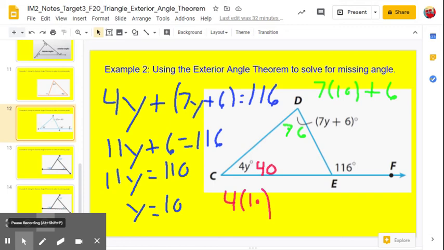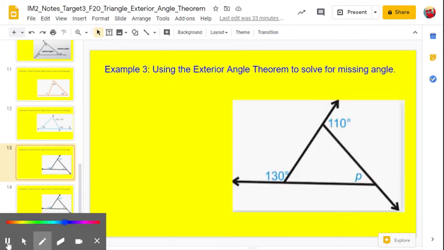So now that we know that y is 10, we just go 4 times 10 gets us 40. So angle C, the measure of angle C, is 40 degrees. To find the measure of angle D, we go 7 times 10 plus 6, which gives us 76 degrees for the measure of angle D.